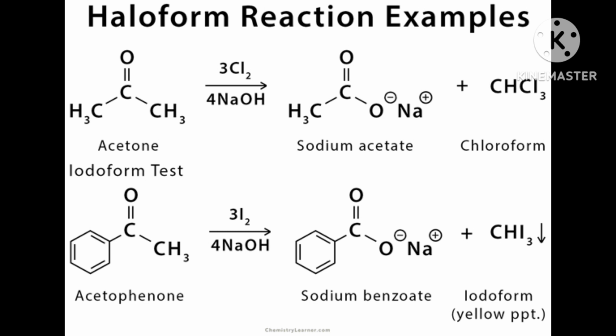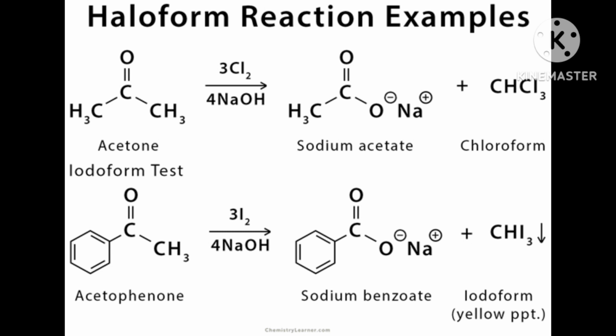Then its reaction is very easy. RCOCH3 in the presence of NaOX, where X is halogen. NaOX is sodium hypohalite, not simply sodium oxide. In the presence of NaOX, now what will happen? The O-X bond will break.